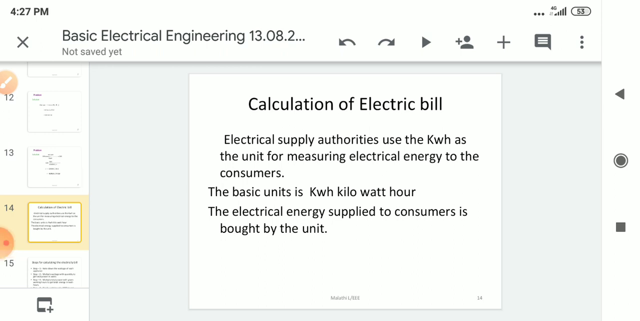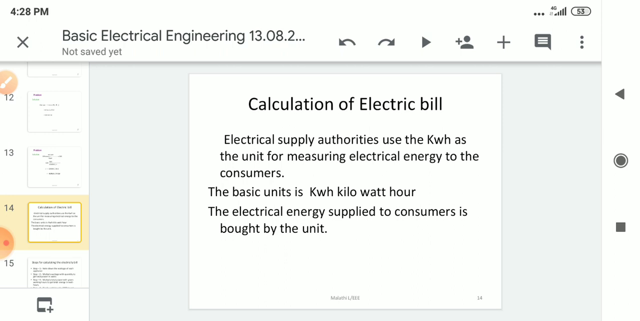So the next concept is about the calculation of electric bill. Every month we are getting electrical bill from the electricity department to our houses, right? How is this bill calculated? You must know this. As an electrical engineering student, you have to calculate the electricity bill. What is the process of calculation of electricity bill?